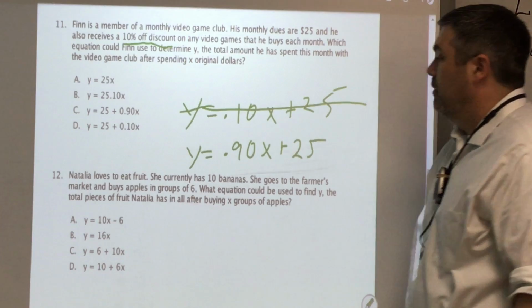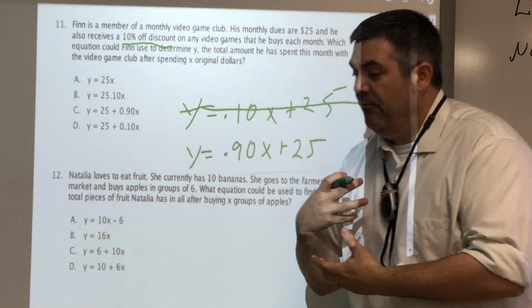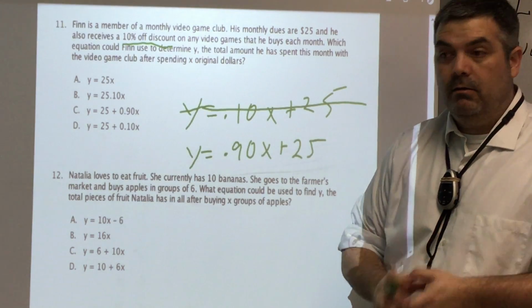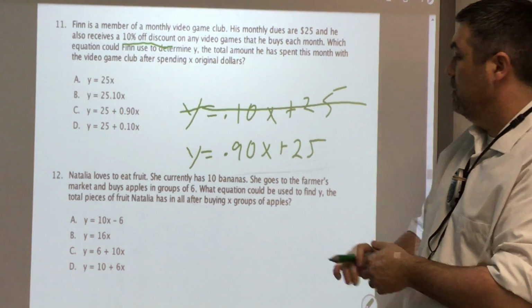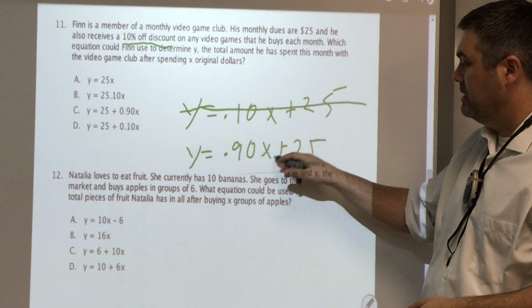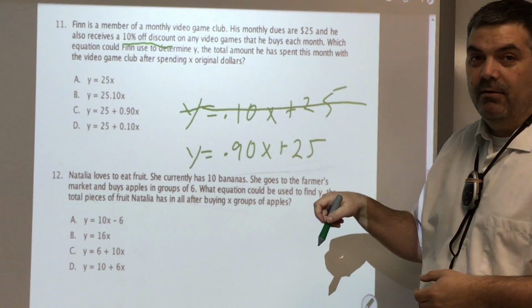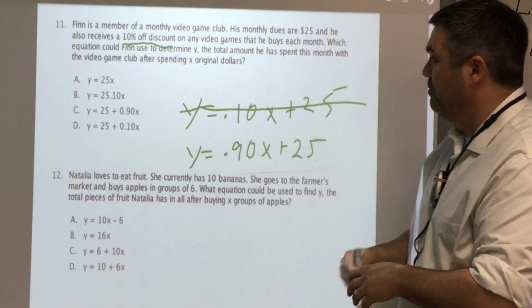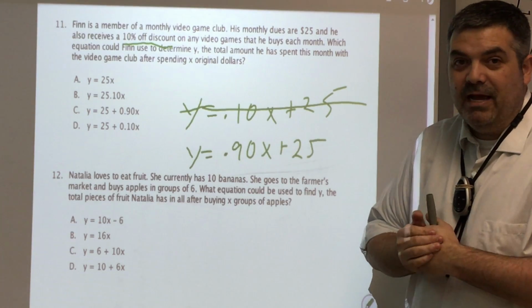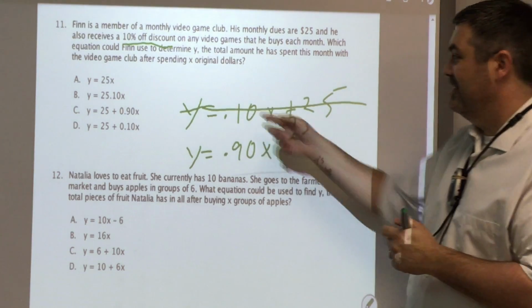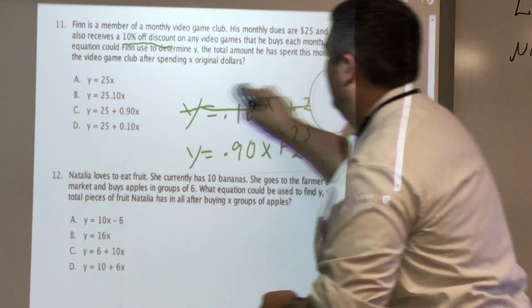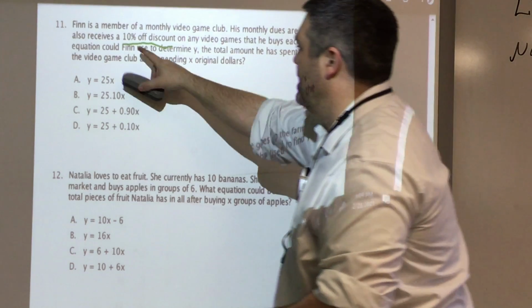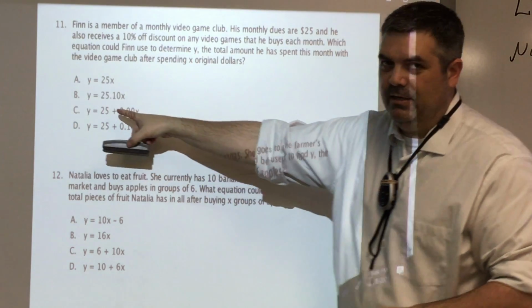10% off discount. Well, if they're taking 10% away from it, you're paying the other 90%. Okay? So be careful. So it's y equals 0.90x plus 25. All right? So however many you buy, times that, okay? So be careful. This is a good question, it's tricky, all right? So be careful with that one. Very easy to make a mistake on one like that. Very easy, okay?